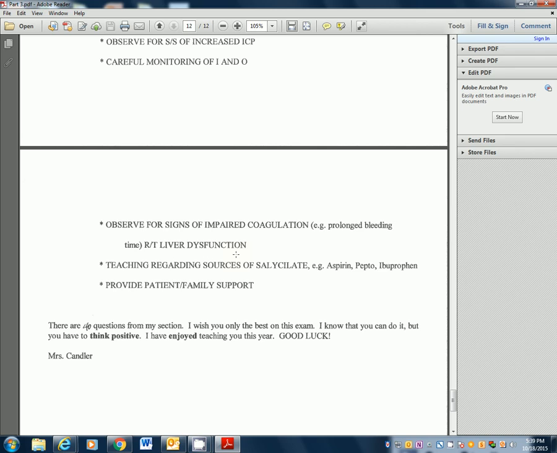You want to observe them for impaired coagulation. That's very important to remember, impaired coagulation, such as prolonged bleeding. Remember, they have liver dysfunction. So think of nursing interventions that you would not want to do then. Rectal temps, IM injection, anything that would potentially cause a bleeding problem. Teaching regarding the sources of aspirin or salicylate, such as aspirin, Pepto-Bismol, and it actually is a derivative in ibuprofen. Provide the parent and the family with support during this time because they are going to need it.